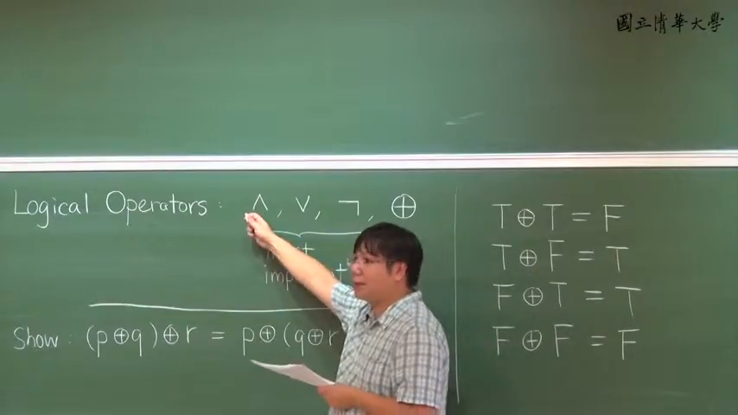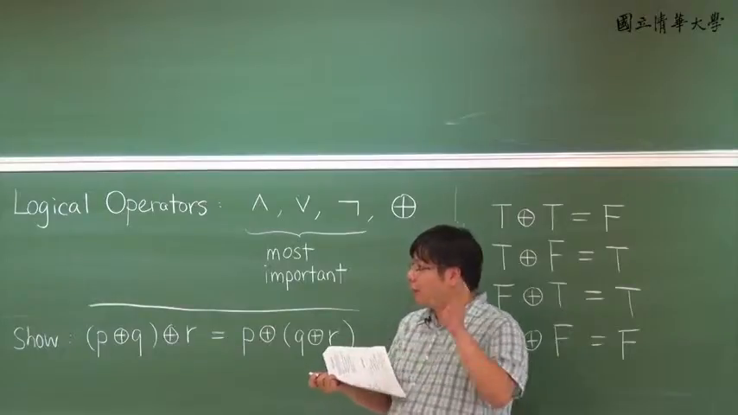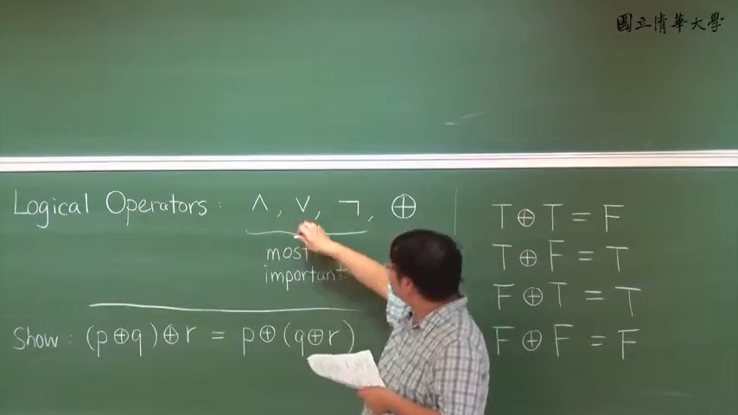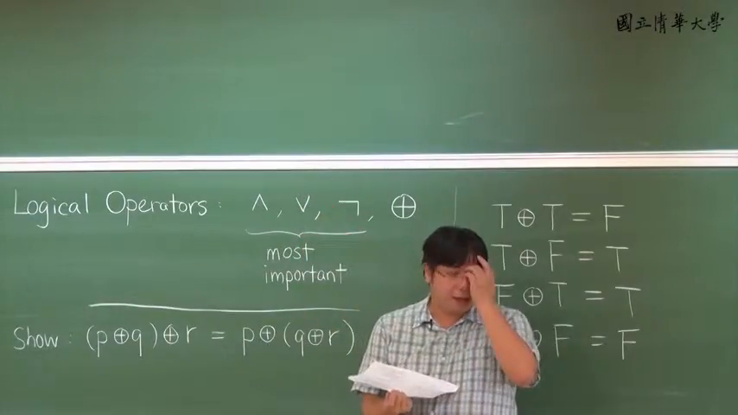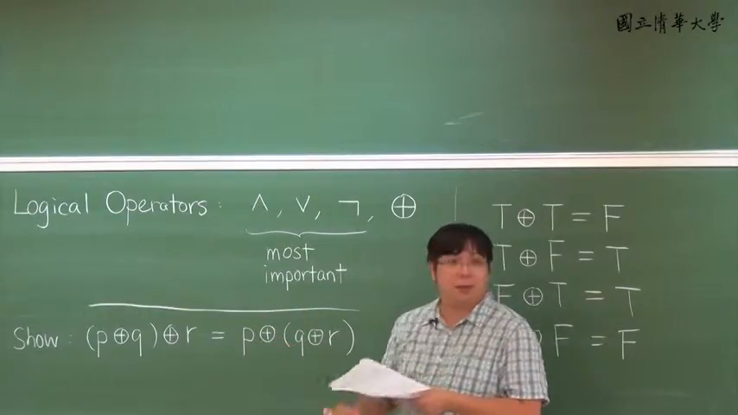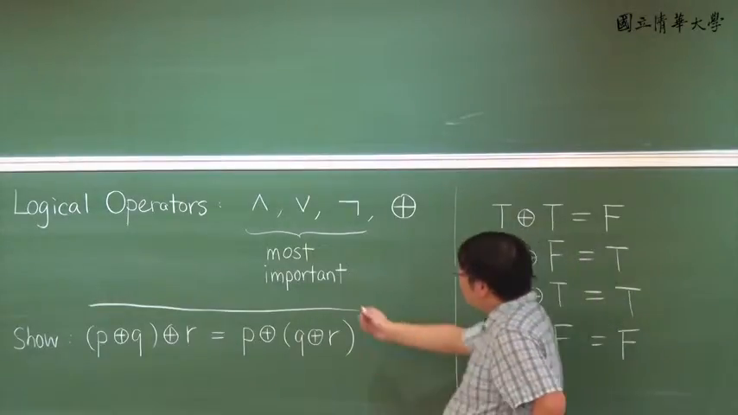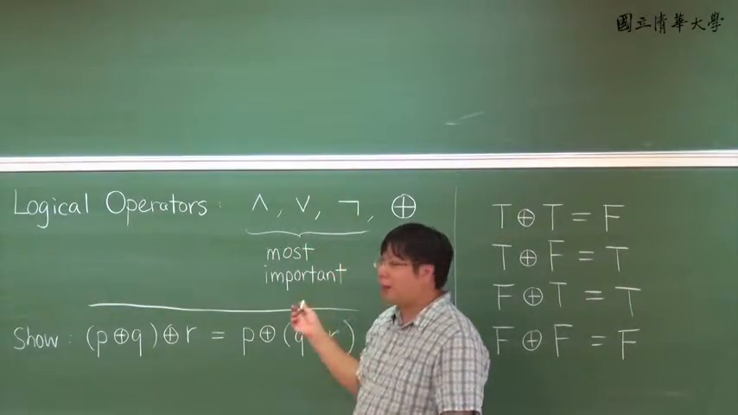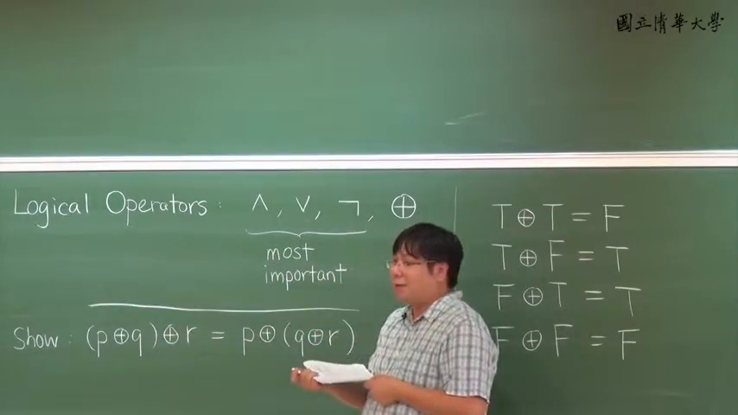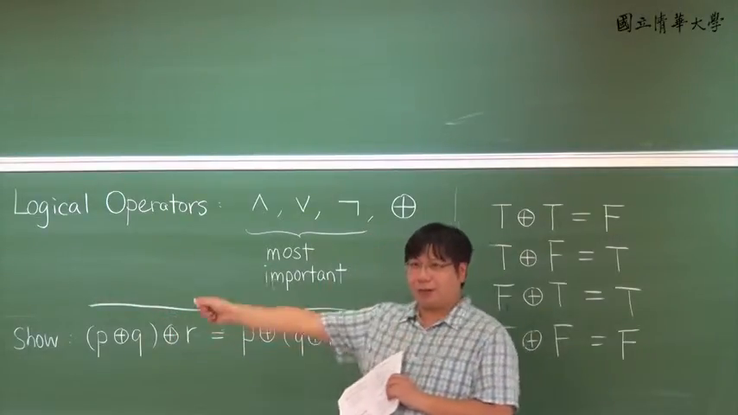We have also talked about the AND operator, P and Q. It is true exactly when both P and Q are true. Otherwise, it is false. Then we have also the OR. Or is the case where either one of P or Q, or both, are true, then P or Q will be true. AND, OR and NOT are actually the most important logical operators.